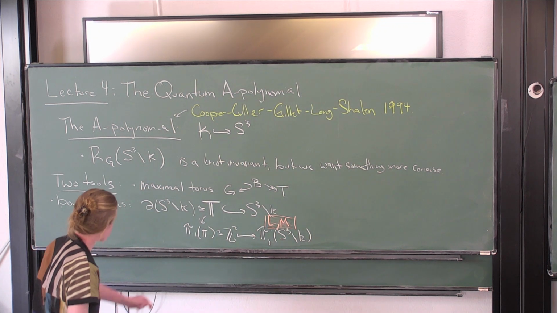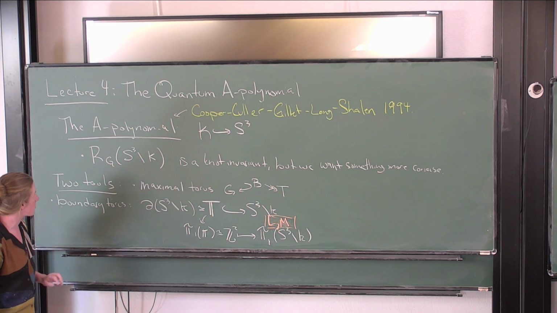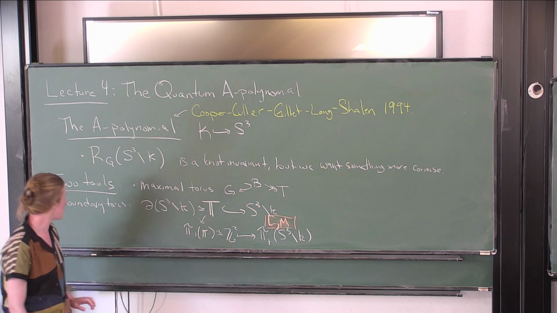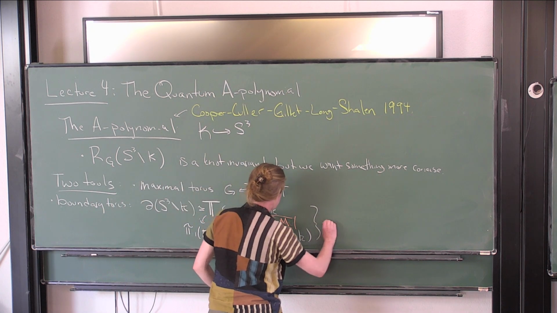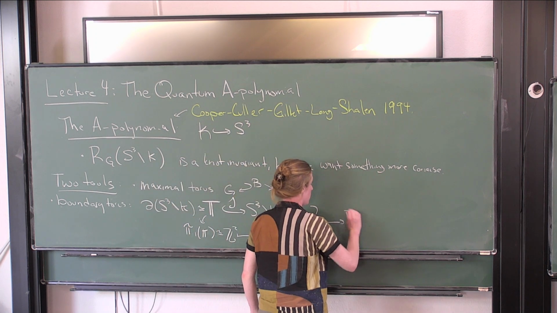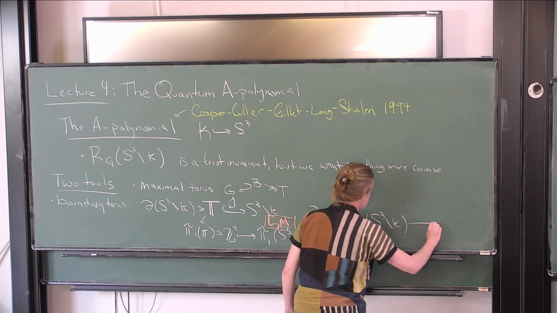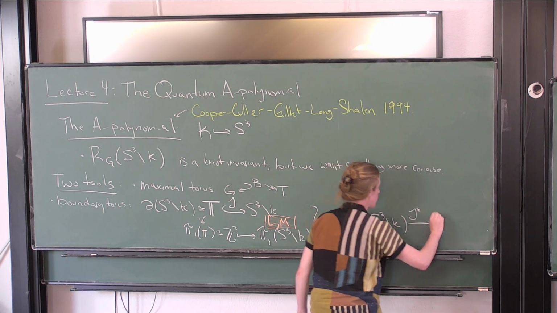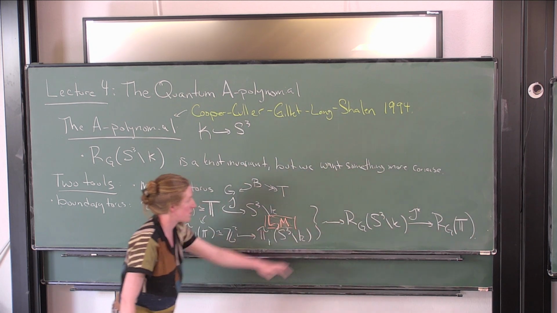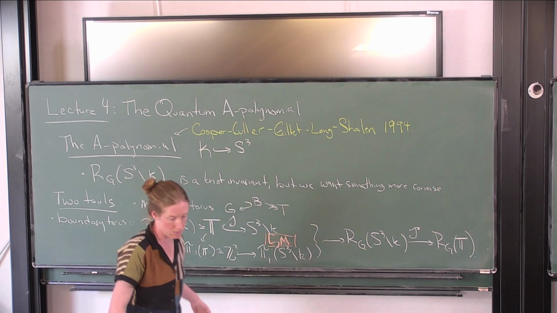Okay. And so how does this map relate to the representation varieties? Well, remember, representation varieties are maps out of the fundamental group. So if I call this map J, this is going to induce a map from the representation variety of the knot complement to the representation variety of the torus. Like that. So this would be the other ingredient that we use.